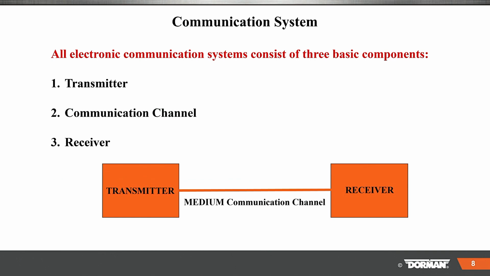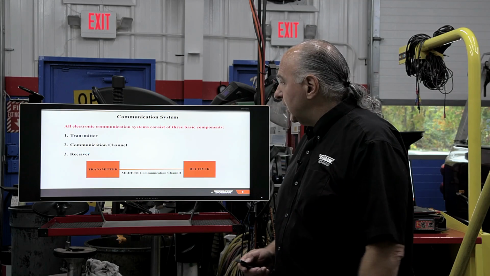So, communication systems. All electronic communication systems consist of three basic components, and that's important. A transmitter, something has got to send a signal out. A communication channel, our connection right here, right? And a receiver. If you have those, that is going to be part of what a network is.